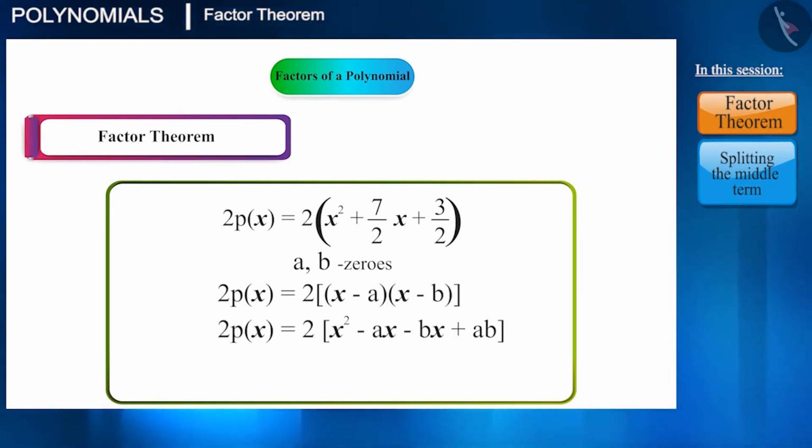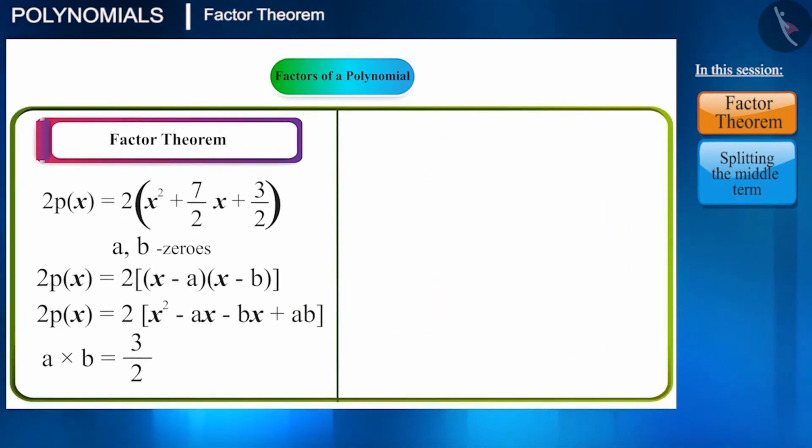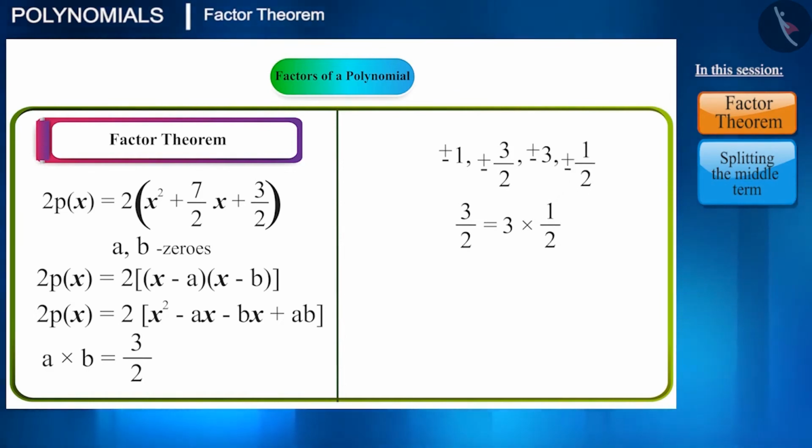And here you can see that the constant is ab. That is, for this polynomial, ab is 3 by 2. So we will find 2 numbers a and b whose product is 3 by 2. First of all, plus or minus 1 and the number itself, that is plus or minus 3 by 2, are the factors. Also, 3 by 2 can be written as 3 multiplied by 1 by 2, that is, plus or minus 3 and plus or minus 1 by 2 will also be factors. Thus, some possible values of a and b can be plus or minus 1, plus or minus 1 by 2, plus or minus 3, plus or minus 3 by 2.